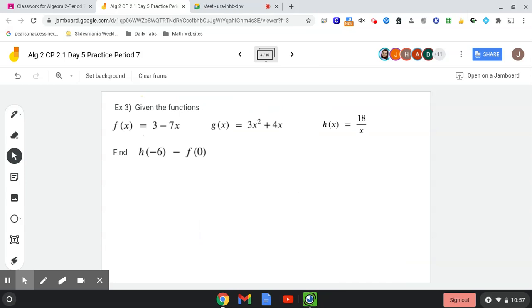All right, here we go. Look at this problem. I've given you 3 different functions, f of x, g of x, and h of x. I want you guys to find h of negative 6 minus f of 0.